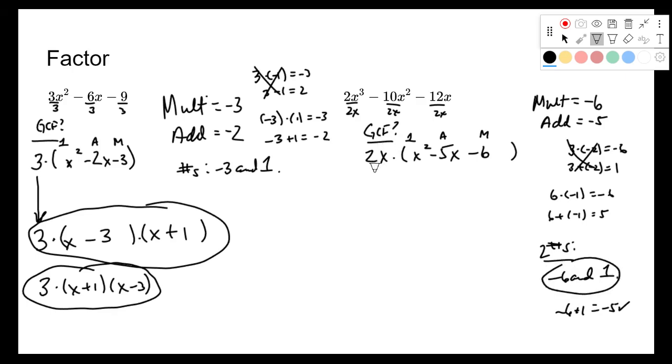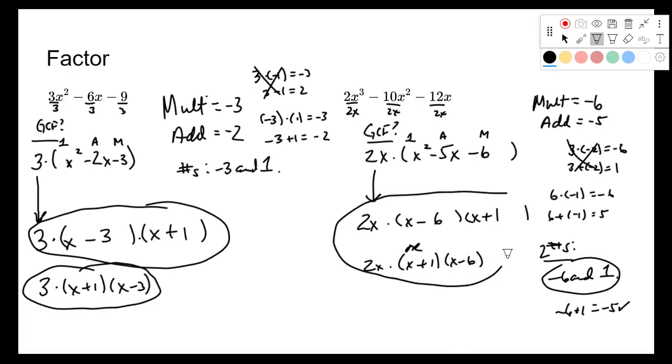Okay, so let's take this 2x. We're going to bring it down. This is going to be part of our answer. And now we're going to take that x squared and split it into an x and an x. And we're going to put minus 6 here, plus 1 there. Or, again, we can switch them around. We could do x plus 1 times x minus 6. Both of these are acceptable. They are both correct.